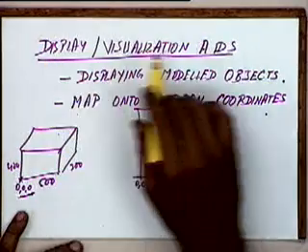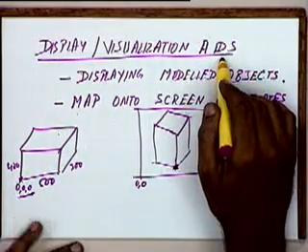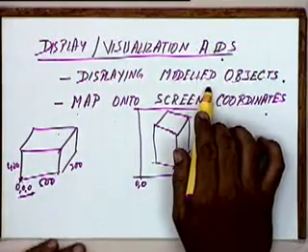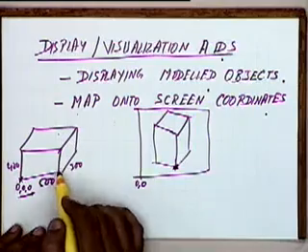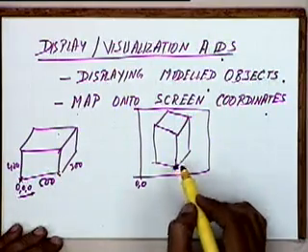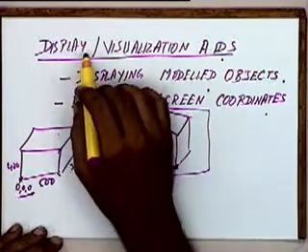So when we are talking of displaying or visualization of that object, we are basically talking of taking that model object, and for each and every point we find a corresponding point on the screen coordinates. Okay, that is what we mean by display.